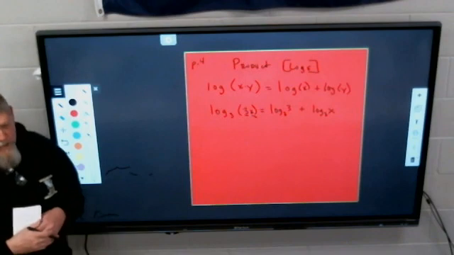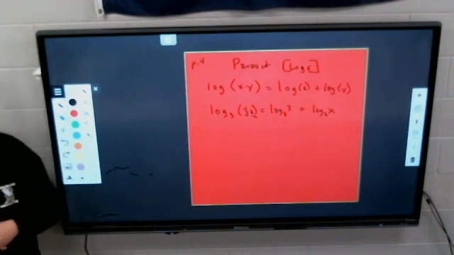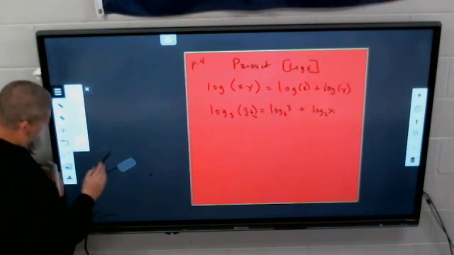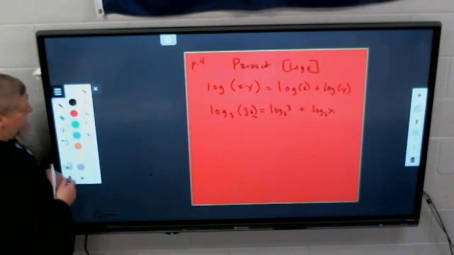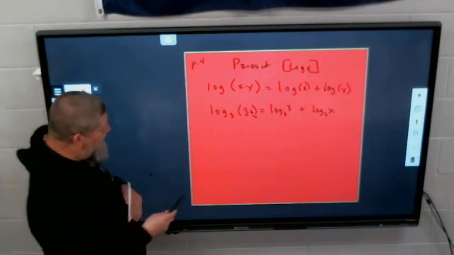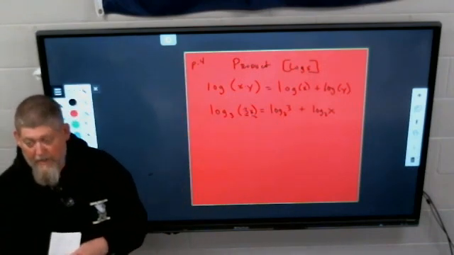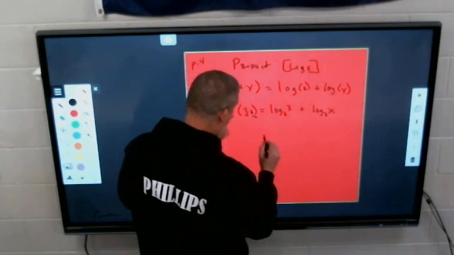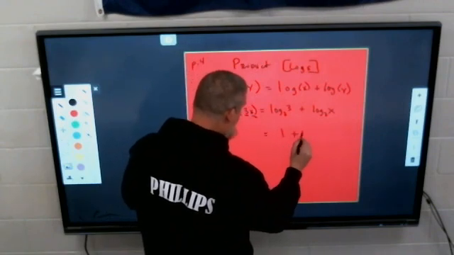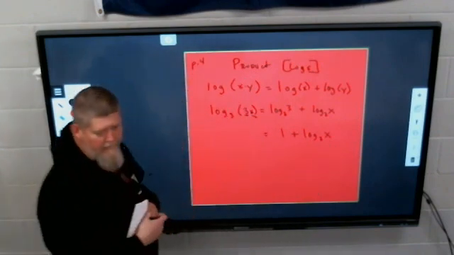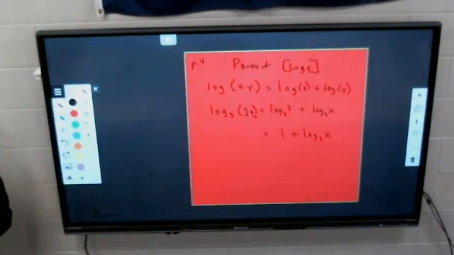Now, does anyone see something else we could do? There's another way to simplify it. What is log to the base 3 of 3? You just learned it 3 minutes ago. It's 1. So you have simply 1 plus log to the base 3 of x. And we can simplify.